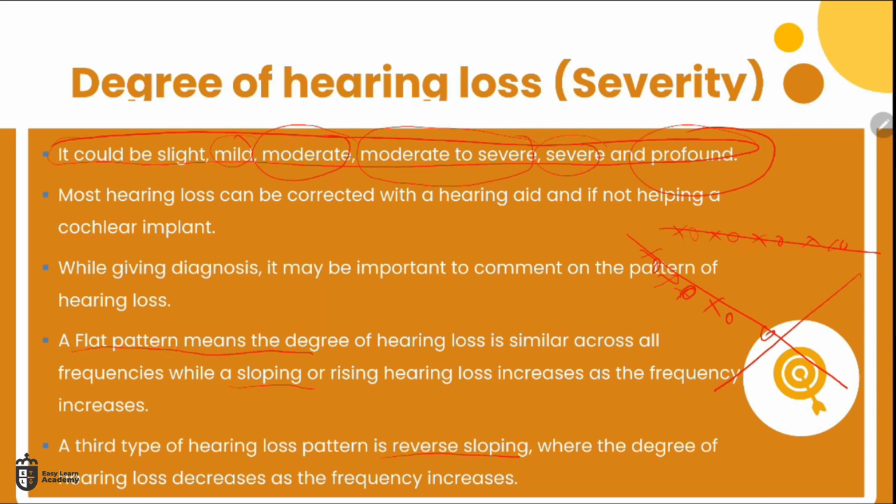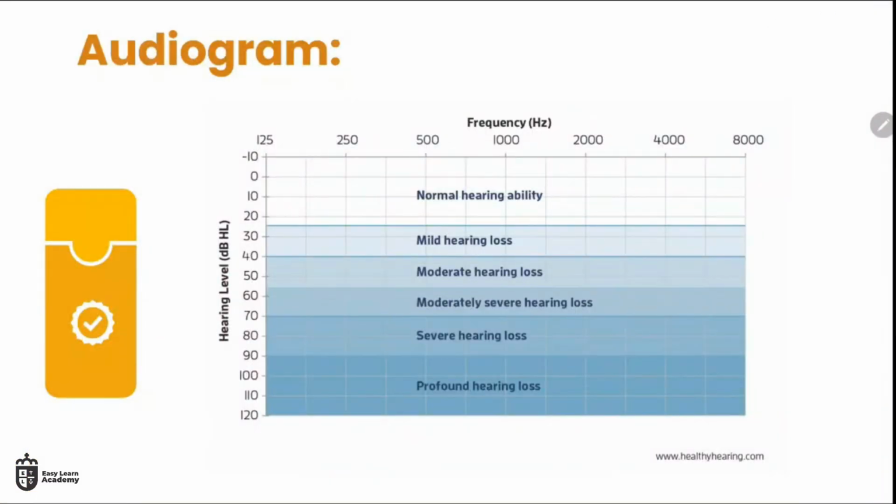We thought you should know that most of the patients who have hearing difficulties, especially if it's sensorineural, would usually require a hearing aid. And if they are not doing well with that, a cochlear implant will be the next line in your exams. So this is severity for audiograms.